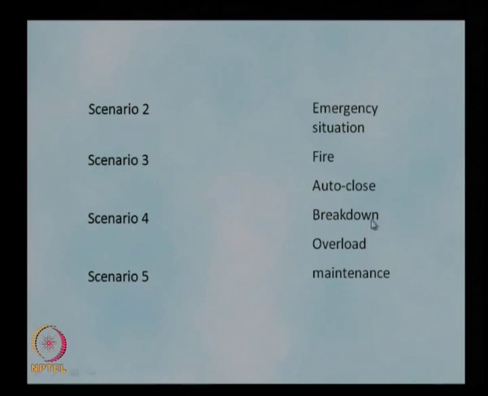Similarly, auto close, breakdown, overload, maintenance, all these scenarios can be clearly explained using these scenarios. Then we can identify the requirements to meet them. So this will ensure that we are taking care of all the requirements, all the scenarios, and ensuring that the lift which is being designed meets the requirements of the customer under various operating scenarios.